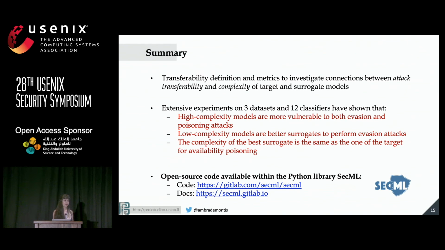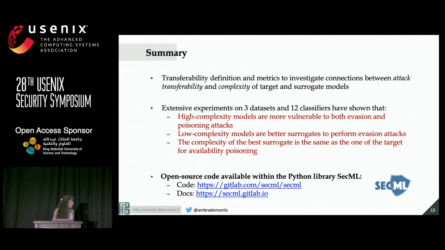Okay, we have time for probably one question. Yes, thanks, Rachel. I might have missed something, but I was trying to understand why low complexity models are better surrogates. It would seem that with a low complexity model, you're more likely to have your evasion succeed, but it also seems like if the complexity is too low, your evasion might end up being a higher cost than it would otherwise need to be. Is that something that you saw?